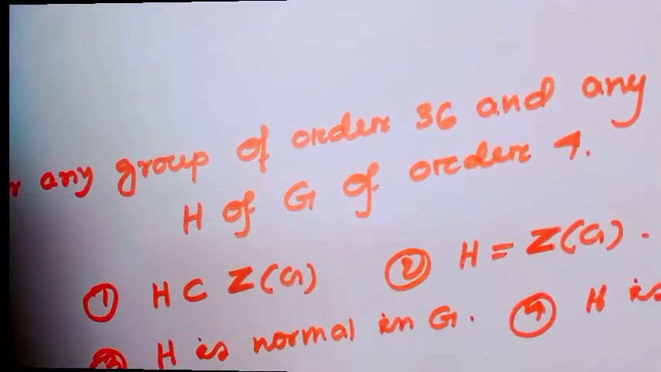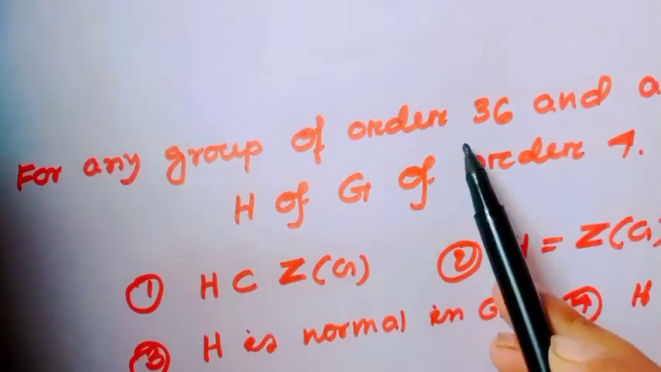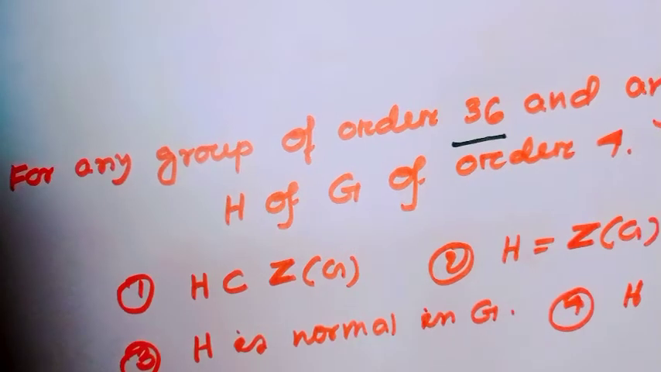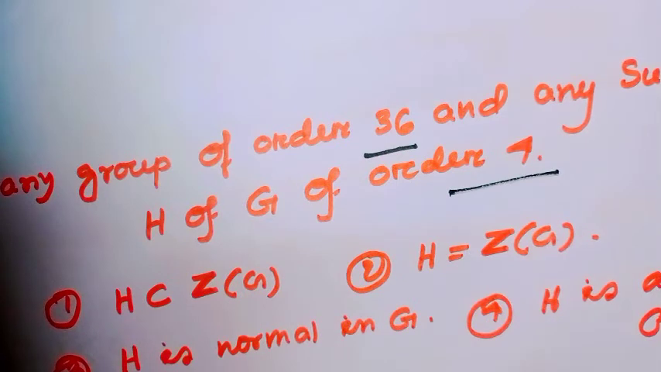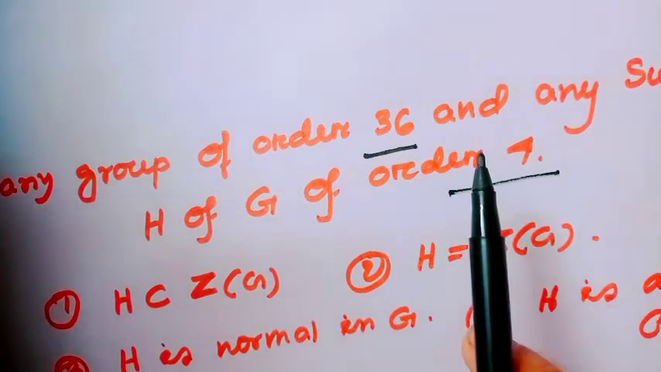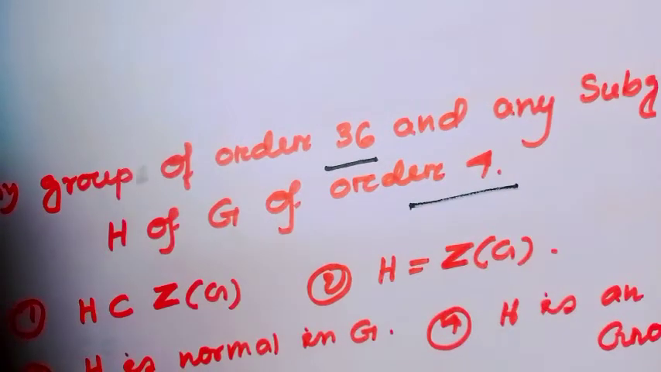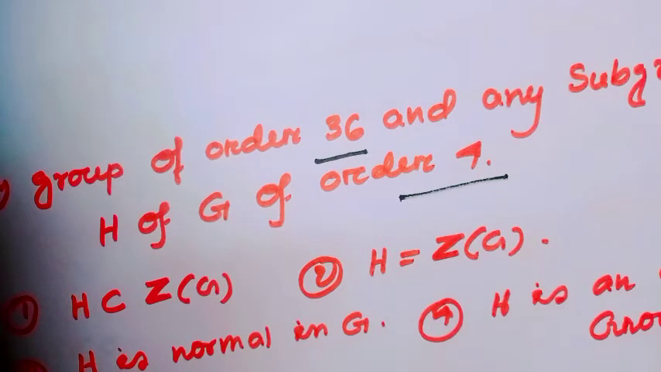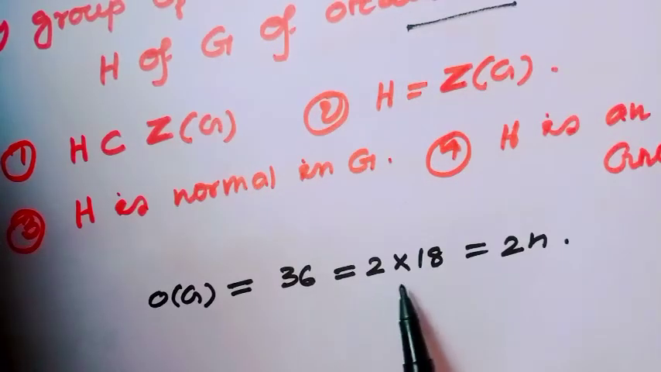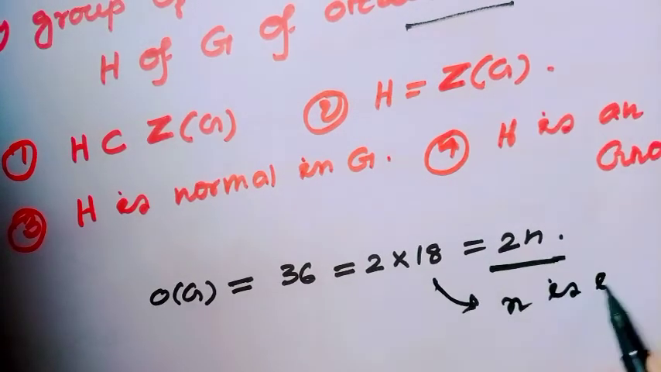Now I will tell you one question which came in the CSIR NET exam. The question is: for any group of order 36, and any subgroup A of order 4. If you can understand the structure of this group, then you will be so appreciated in abstract algebra. See the question. Here the order of the group is 36. Just think, this group is a 2n type group, but here n is an even number.